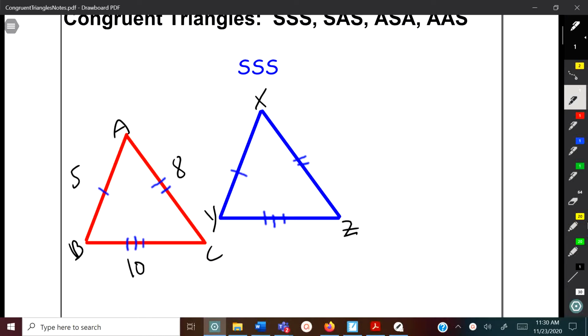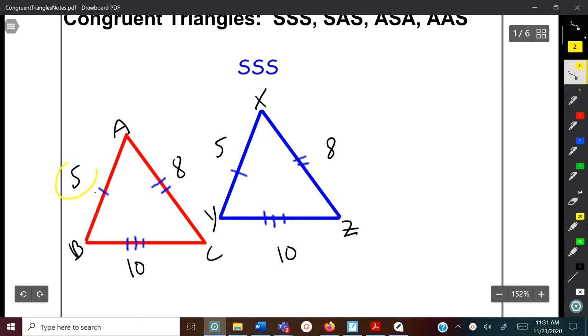So the line segment A to B is 5. The line segment from X to Y would also be 5. The line segment from X to Z will also be 8. The line segment from Y to Z is 10. And these line segments correspond with each other. The 8 and 10 won't match in the drawing because you can tell this looks longer, but let's not focus on that. My whole point is, if you've got three corresponding congruent sides, that means the whole triangle is congruent.